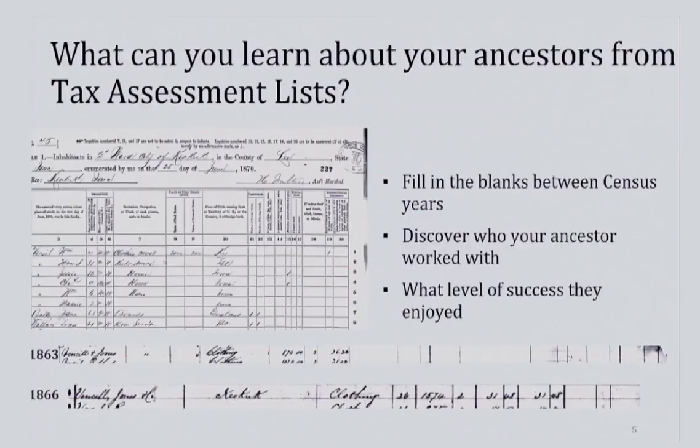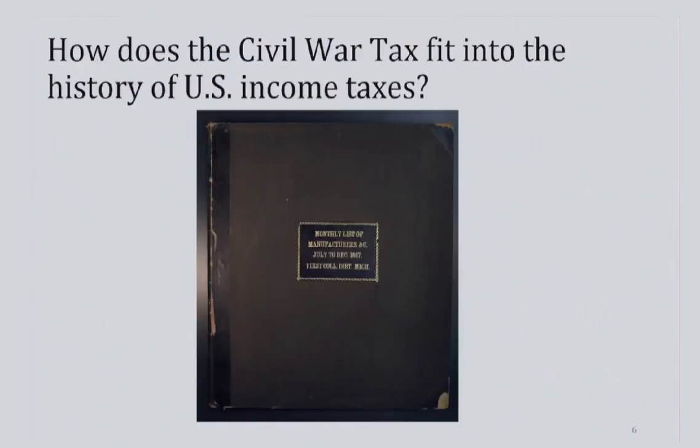Next slide, please. For instance, if you were researching William Wenzel of Iowa, maybe you would already know from the census records that he was a clothing merchant. With the information on the tax assessment list, you can now also know that he had a partner named Jones. You can track Wenzel and Jones's growth from 1863, as shown in the middle part of the slide, when their clothing company was valued at $874, to 1866, when it had increased to $1,574. Next slide, please.